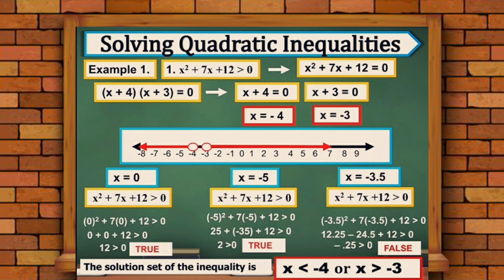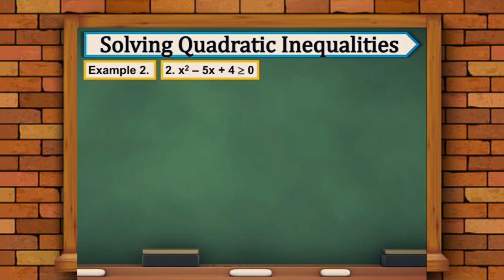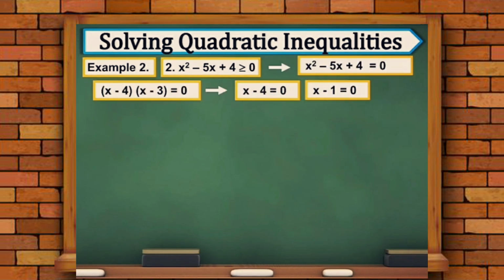Okay, we will proceed to the next example, class. Number 2 example. X squared minus 5x plus 4 is greater than or equal to 0. So again, we will make it a quadratic equation. It will become x squared minus 5x plus 4 is equal to 0. Then after that, we will get its factors. X minus 4 times the quantity of x minus 1 is equal to 0.